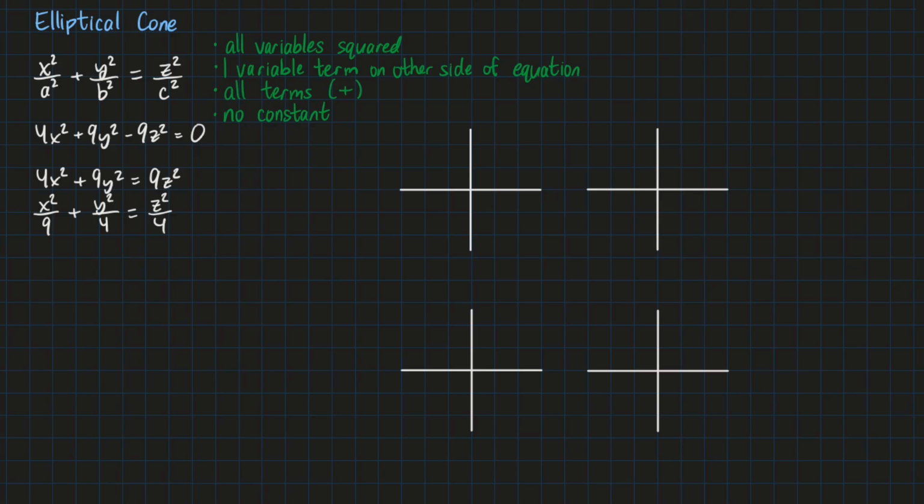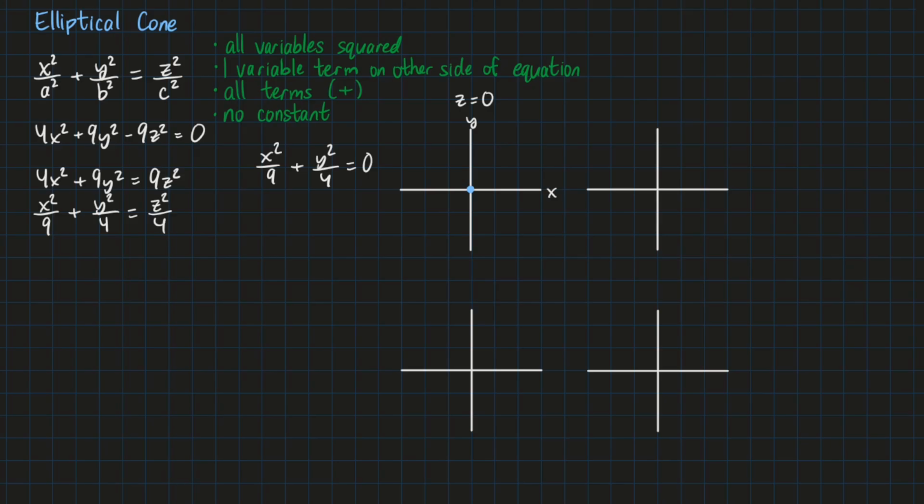Now let's do the traces. We'll start off with the xy plane, and this is when z is equal to 0. So by blocking out z, we have this equation, x squared over 9 plus y squared over 4 equals 0. When z is set to 0, the only way for this equation to be valid is when both x and y are also equal to 0. This means we have a point at 0, 0, 0.